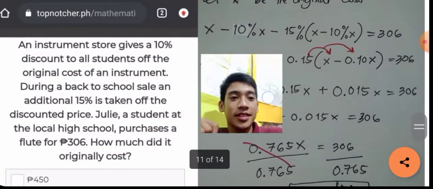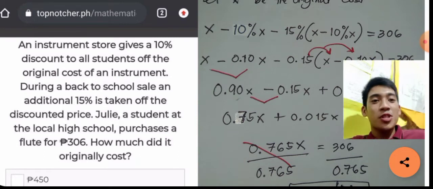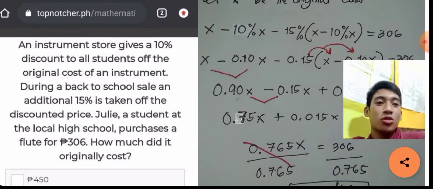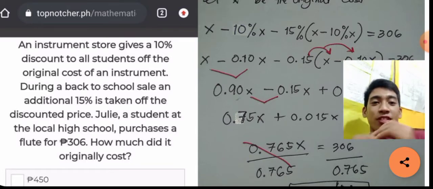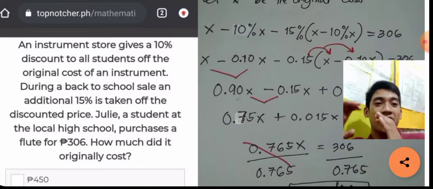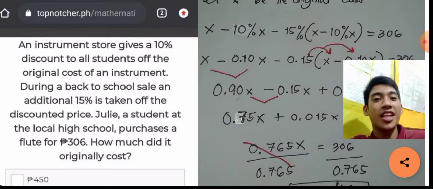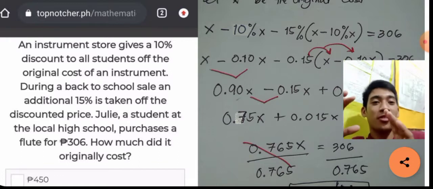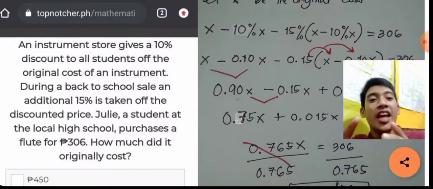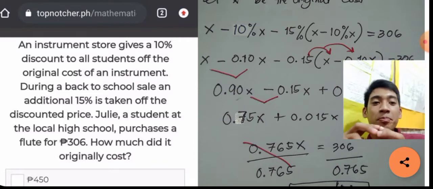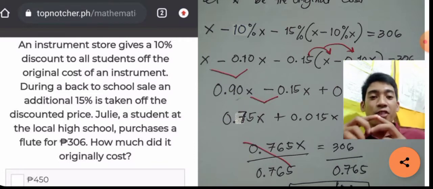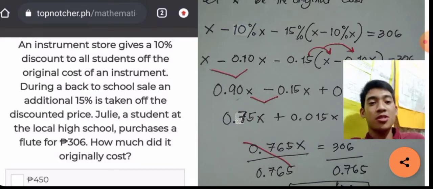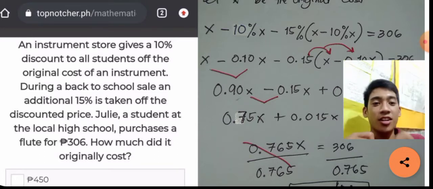Again, still in business. An instrument store gives a 10% discount to all students of the original cost of an instrument. So there is already a 10% discount to all students. During a back-to-school sale, an additional 15% is taken off the discounted price, so a total of 25%. Julie, a student at the local high school, purchases a flute for 306 pesos. How much did it originally cost?